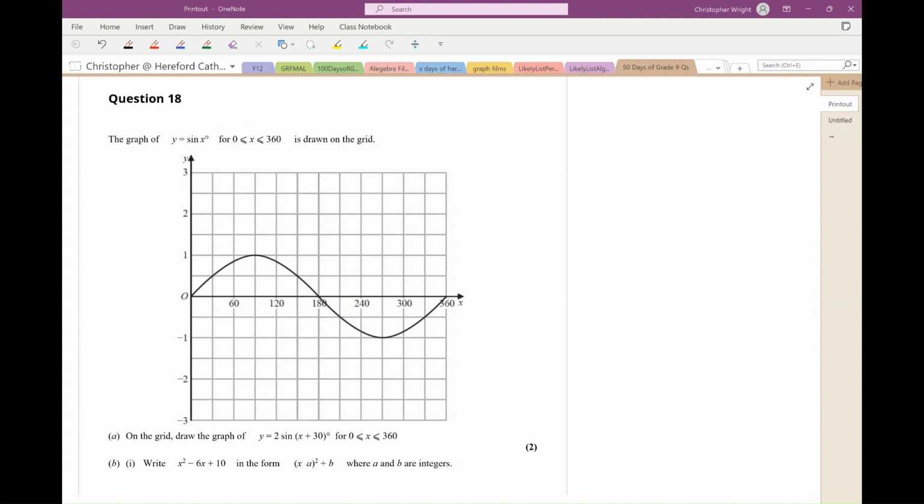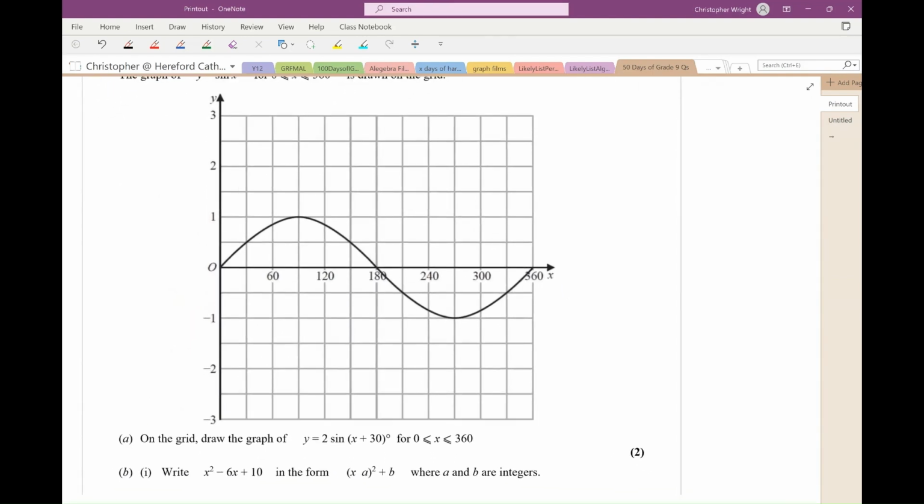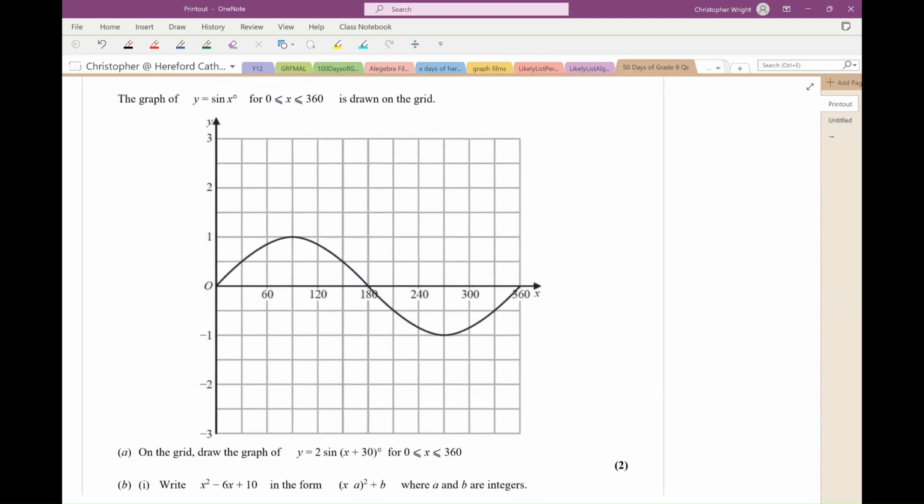Question 18. The graph of y equals sine x is drawn on the grid. On the grid, draw the graph of y equals 2 sine x plus 30. Now, there are going to be two things going on here. The first one, let's write down the question: it's 2 times sine of (x plus 30).